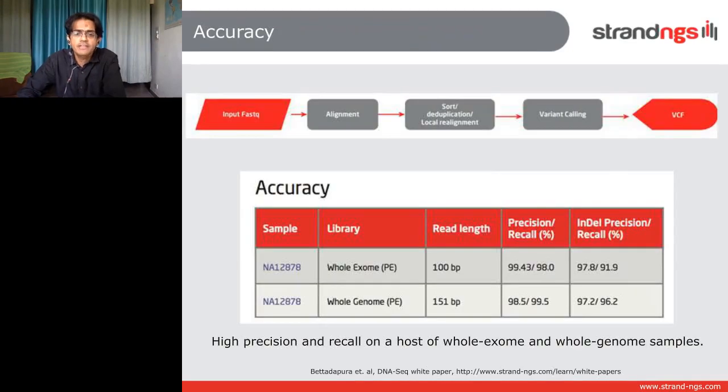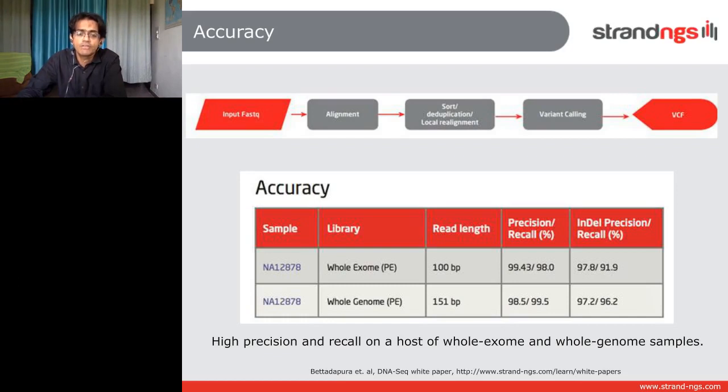First of all, the accuracy, and we have a white paper out on Strand NGS and Strand NGS Server, the DNA-seq white paper. We benchmarked the accuracy of variant calls. This is, by the way, you see the entire workflow here on the top. The high accuracy numbers here, the high precision and recall rates, the 99% and so on, are reflective of the accuracy of each stage in the workflow. If one of these stages was bad, that would reflect poorly on the final variant call set in the VCF, right?